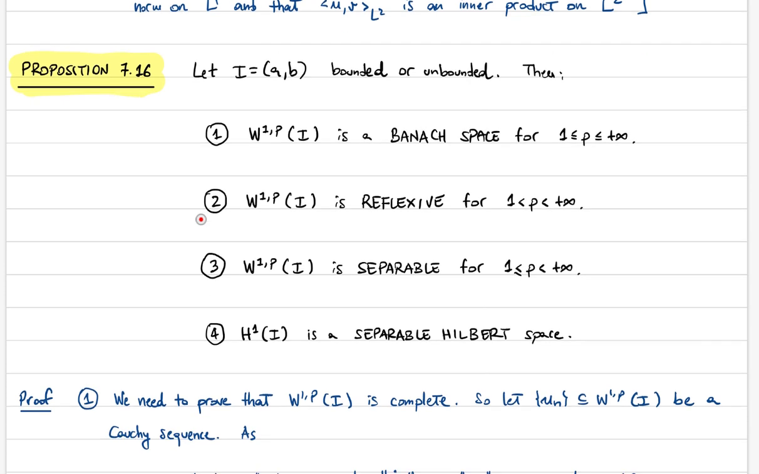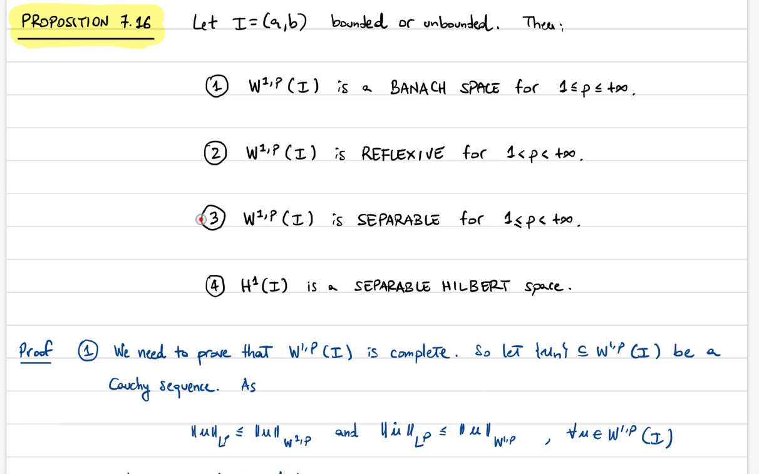Okay, the first proposition, let's see a few functional analytic properties of the Sobolev spaces. So let I equals (A,B) be bounded or unbounded. Then W1P of I is a Banach space for each P between 1 and plus infinity included. So we're actually dealing with very nice spaces, which are Banach. Then W1P is reflexive if P is strictly between 1 and plus infinity. It is also separable if P is larger or equal than 1 but less than plus infinity. And finally, H1 is a separable Hilbert space. So this would be the case for P equals 2.